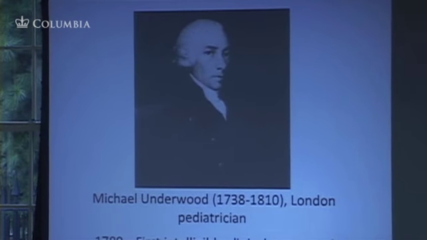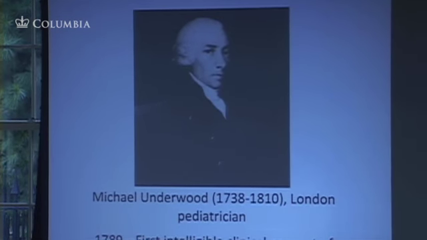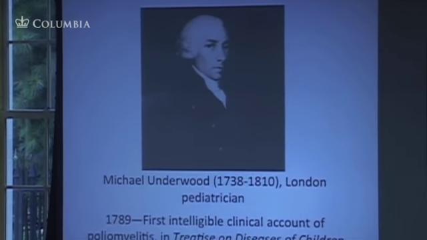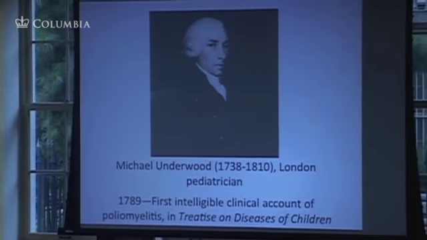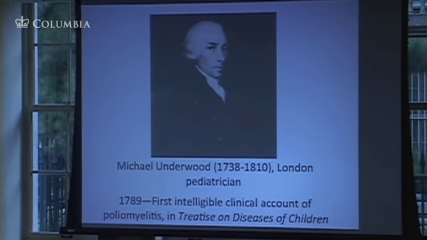The first very good clinical account of this disease was made by this London pediatrician Michael Underwood in 1789 in a book called Treatise on Diseases of Children. He is clearly describing poliomyelitis in this book. And from the Egyptian stele up until this point, as we said, we have sporadic descriptions of what could be this disease. So I suspect it was around for a long time, but it was quite rare and did not occur in epidemics, as we will see later.